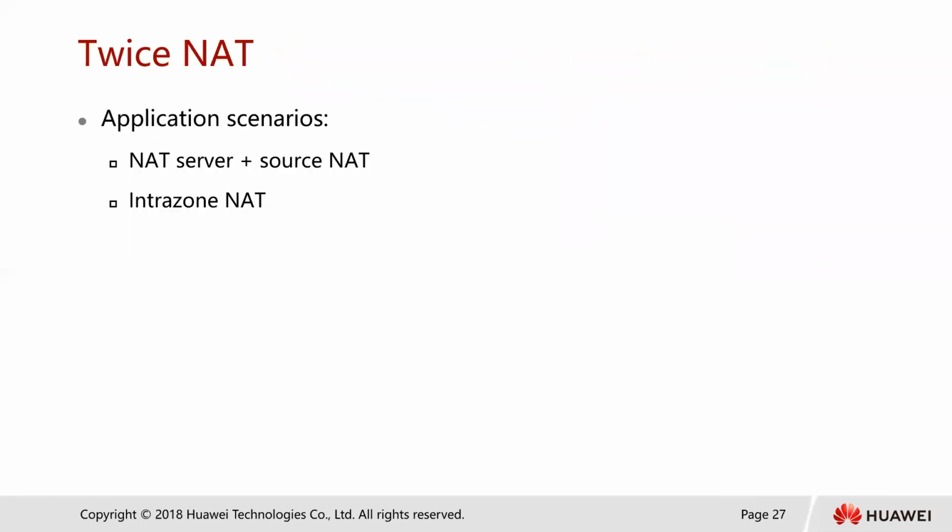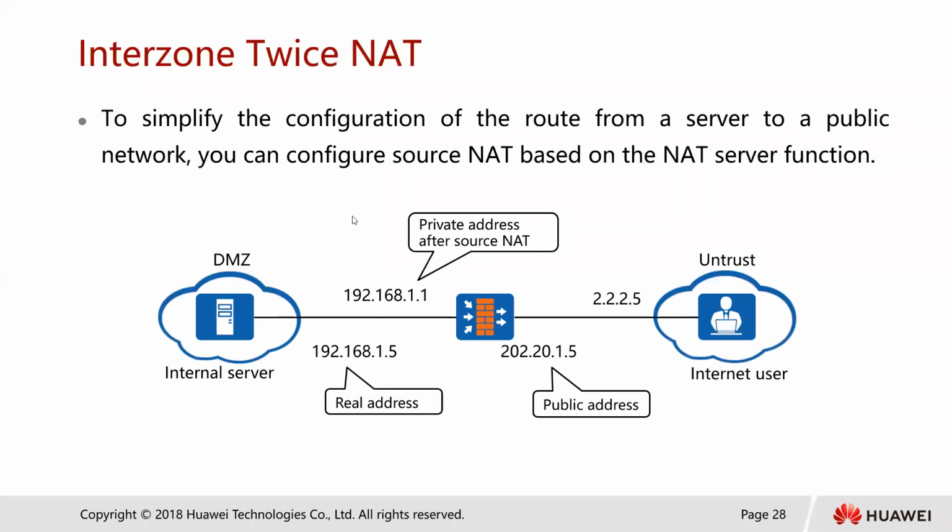So the application scenarios, we have the twice NAT. We have looked at the NAT server and source NAT. Now we want to look at the intrazone twice NAT. So simply the configuration of the route from a server to a public network, you can configure a source NAT based on the NAT server function.